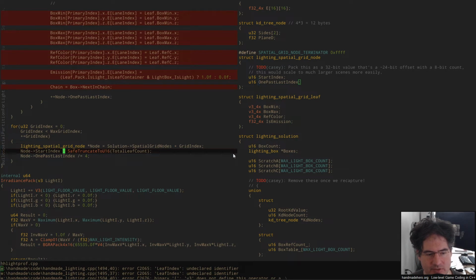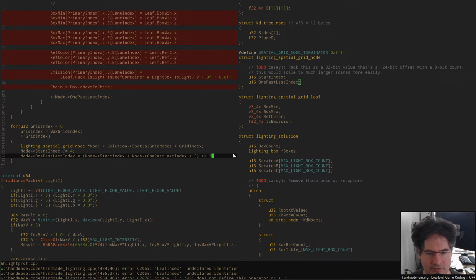We need these values to be divided by 4 in a way that actually works for us logically. So we need to take the start index and divide that by 4, but then we need the one past last index to be what it would be if we added it, because we know it's a count. We added 3, then divided it by 4, right? Because we know that we need to take the start index and divide by 4.